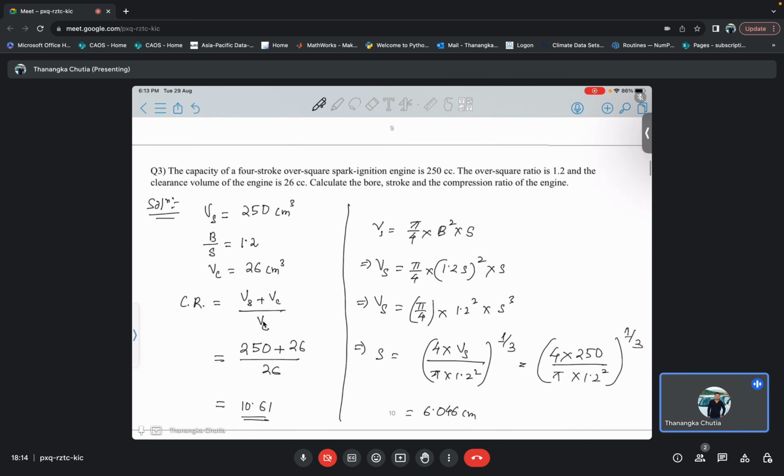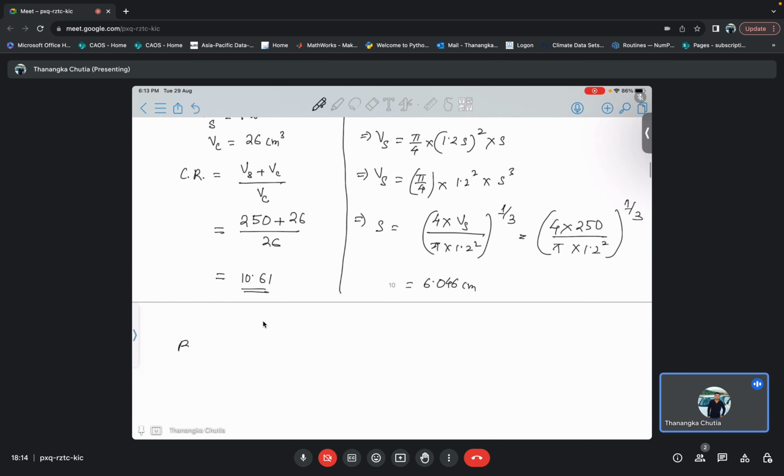Now calculate the bore. Bore is equal to 1.2 times S, so that will be 1.2 into 6.046 centimeter, which is 7.2552 centimeter.